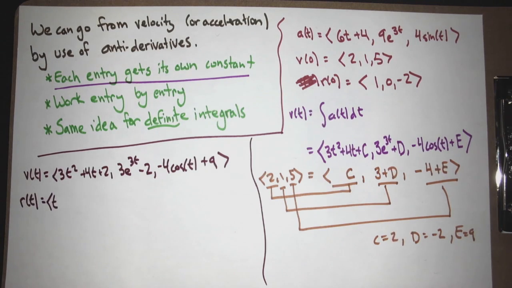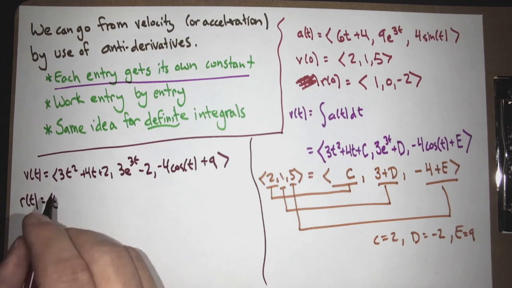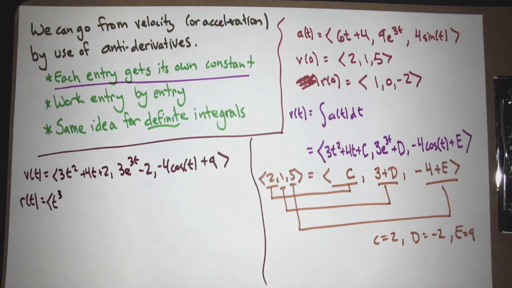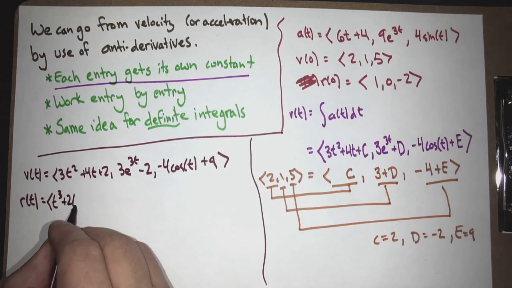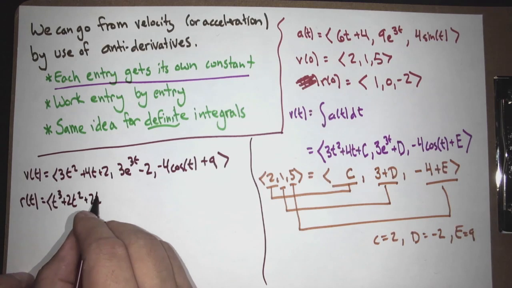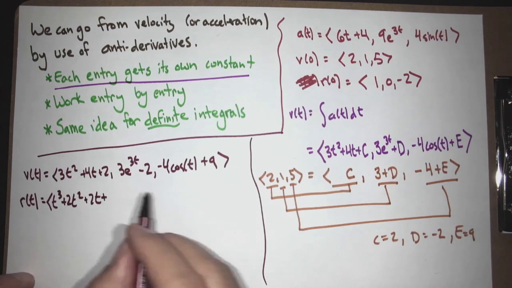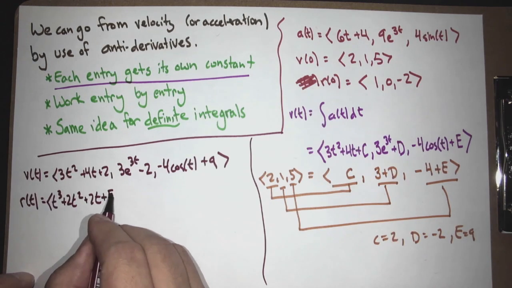t to the third? It could be 3/3 t to the third. How about just t to the third? Does that sound reasonable? Plus 2t squared, okay. Plus 2t plus? Well, we already used c. That's f.